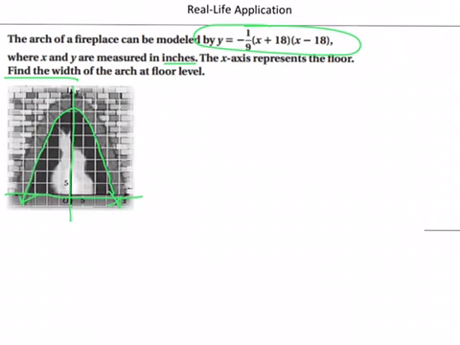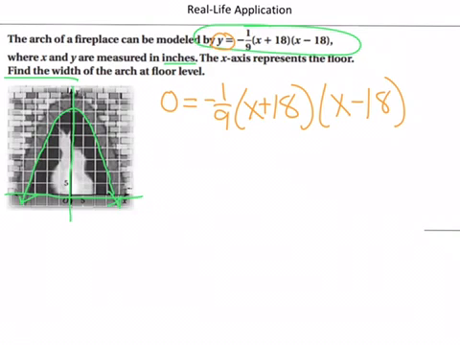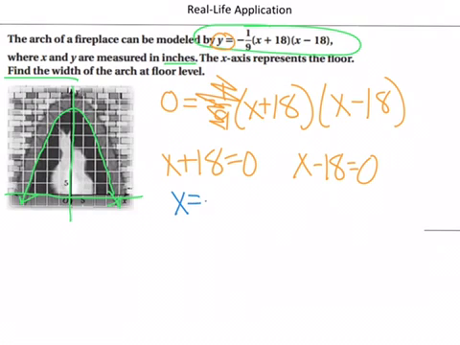So what we need to do is set each part equal to 0. Instead of y here, we're going to have 0 equals negative 1/9 times (x + 18) times (x - 18). Now, all we have to do is set each part of this equation equal to 0. However, we only have to worry about the parts that have x involved, so we can forget about the negative 1/9. It does not matter. So we have x + 18 = 0 and x - 18 = 0. Our two answers are x = -18 and x = 18.